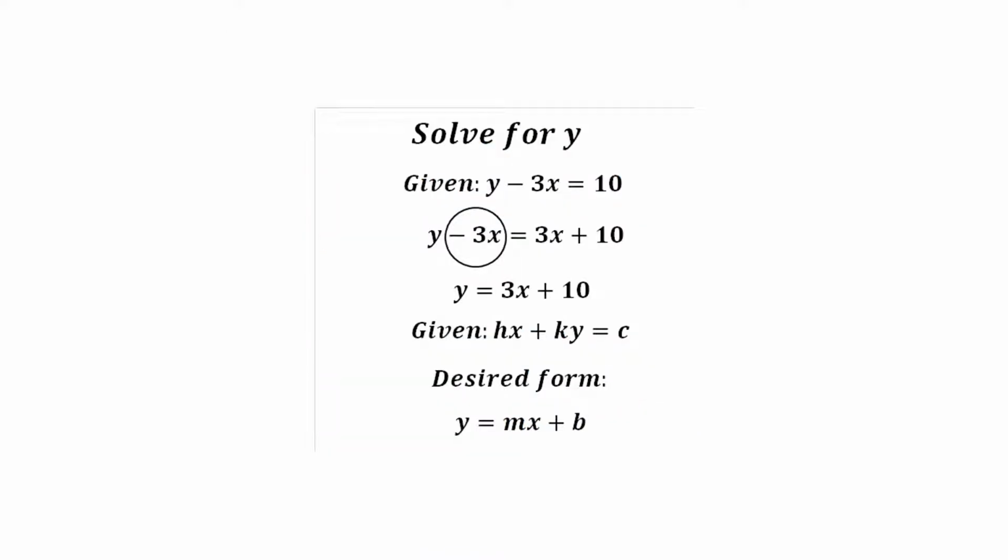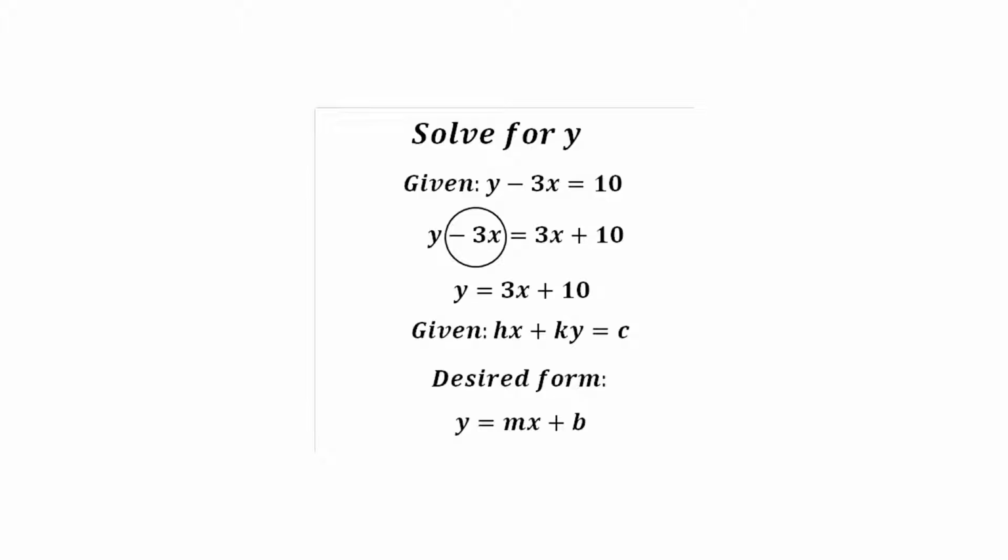Here we have a new type of equation. We're going to solve for y, and we're given that y minus 3x is equal to 10. We use the same methods as with just x and numbers. So we'll circle the -3x and move it to the other side. It is now 3x. So what we have now is that y is equal to 3x plus 10.